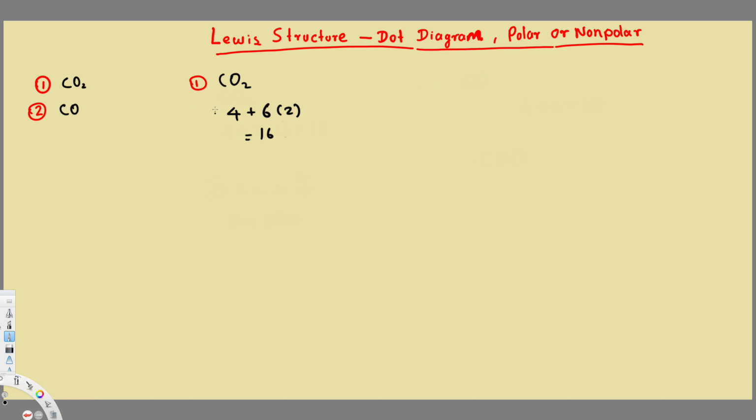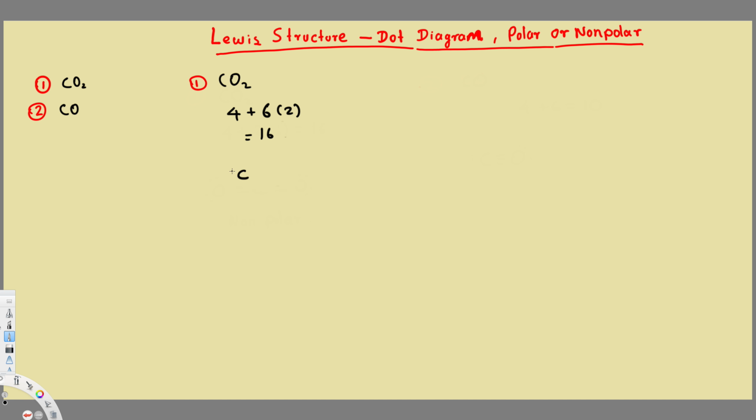Whenever the total valence electron count is a multiplication of 8, we can assume that there's no lone pair, and also if we don't have hydrogen in it. So here we don't have hydrogen, so we have 16 valence electrons, and therefore we can assume that there's no lone pair. And let's draw the Lewis structure and see how it's going to look like.